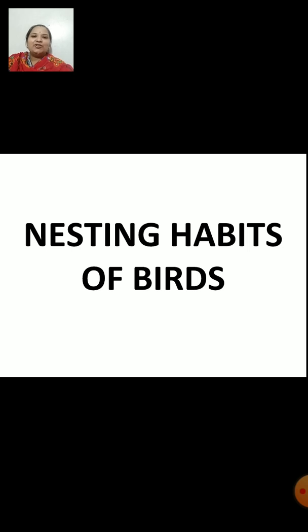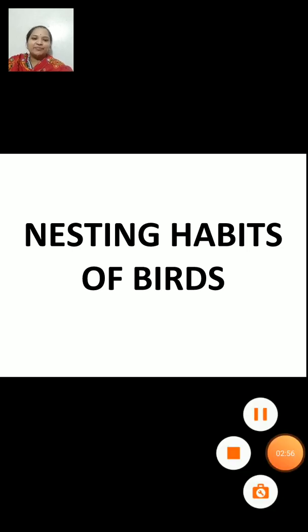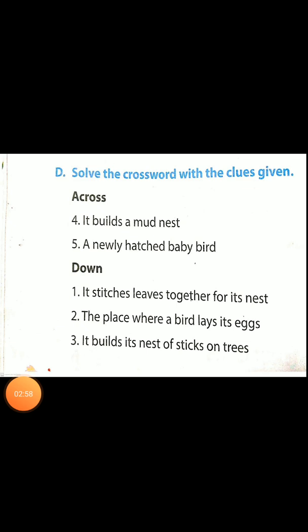Now, let us solve a crossword. You have to solve the crossword with the clues given. I will show you, yes, these are the boxes. Now I'm going to read out the questions. You be ready with your answers. For one down: it stitches leaves together for its nest. You be ready with the answer. Next I'm going to show the answers.